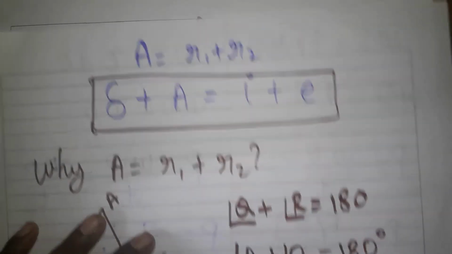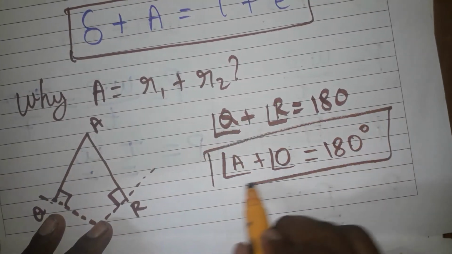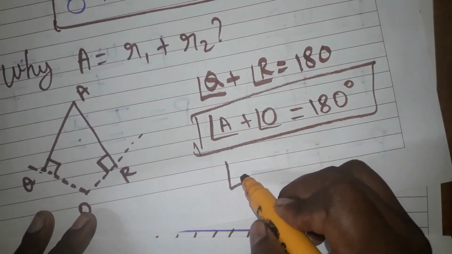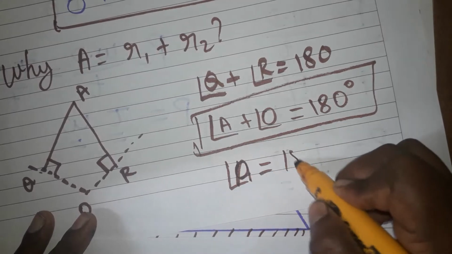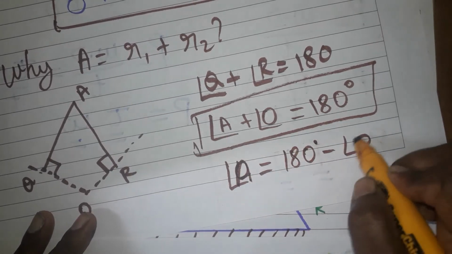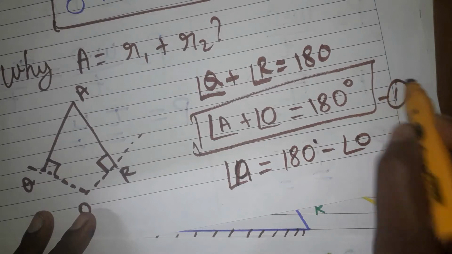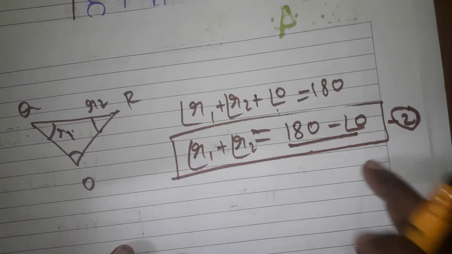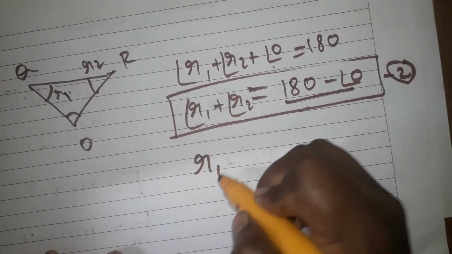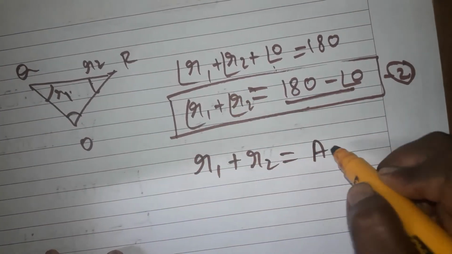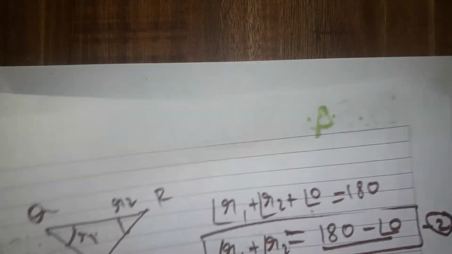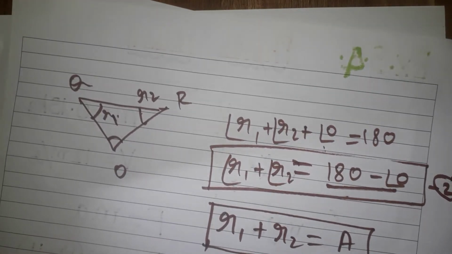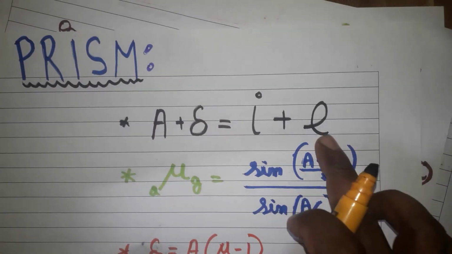Already I found equation 1, which I have taken as equation 1. From equation 1, angle A is equal to 180 degree minus angle O. So 180 minus angle O, we can take it as A. So R1 plus R2 is equal to angle of the prism. Now we have finished with the first equation which we require. This one we completed.